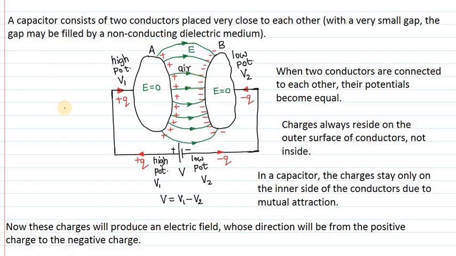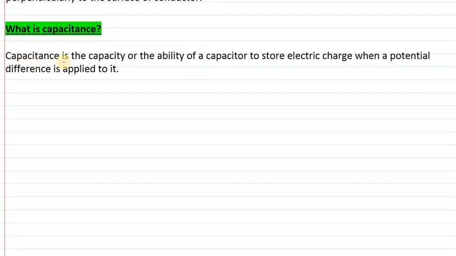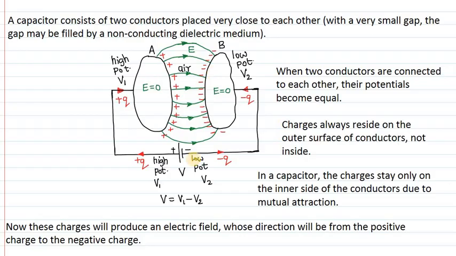Now we can define capacitance. What is capacitance? Capacitance is the ability or capacity of a capacitor to store electric charge when a potential difference is applied to it. As we saw in the above diagram, when we connect a capacitor to a battery, then the battery supplies charge and the charge gets stored in the capacitor. What I mean by stored is that if you disconnect the battery, if you cut all the wires, then also the charges will remain inside the capacitor. So that is why we can say the capacitor stores the charge.